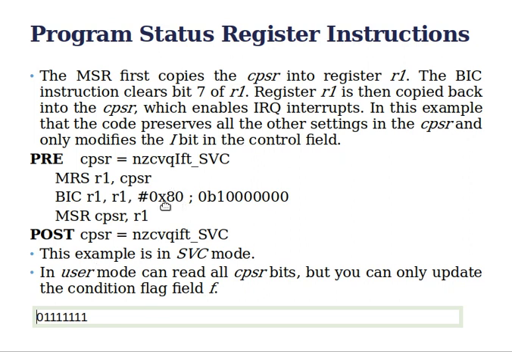Now what will it do to this R1? We have to AND it with the contents of R1. We have all studied that. What are the contents of R1? R1 is NZCVQIFT_SVC. If I want to represent it, N stands for 0, Z stands for 0, C stands for 0, V stands for 0, Q stands for 0, I is 1, F is again 0, Thumb is again 0.